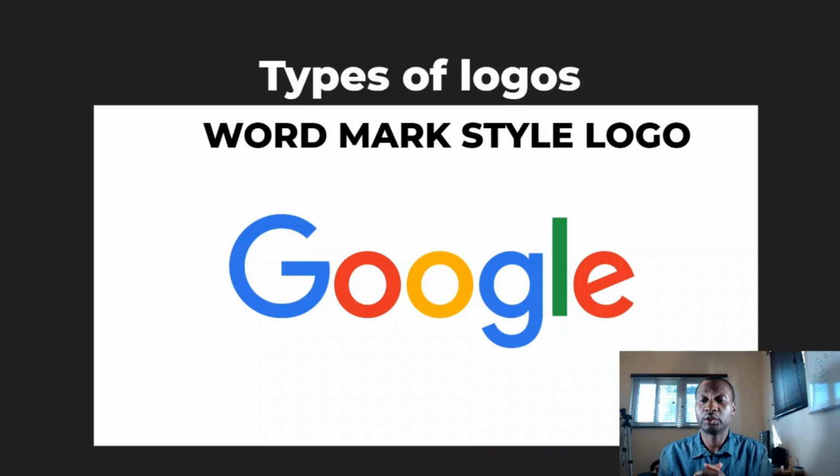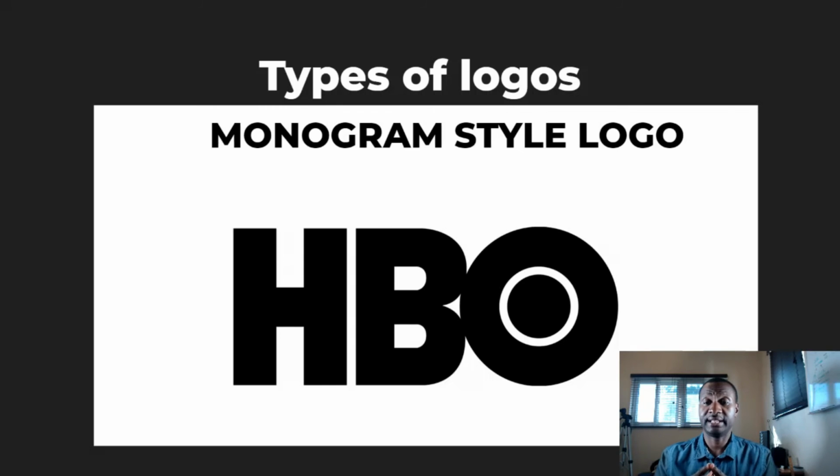Here we have another one called the wordmark style logo, where the actual company's name is the logo. All right, this is called the wordmark style logo. Here we have another style of logo called the monogram style logo, where they use the initials of the company as the logo. Very simple logo, but they use the initials of the company.